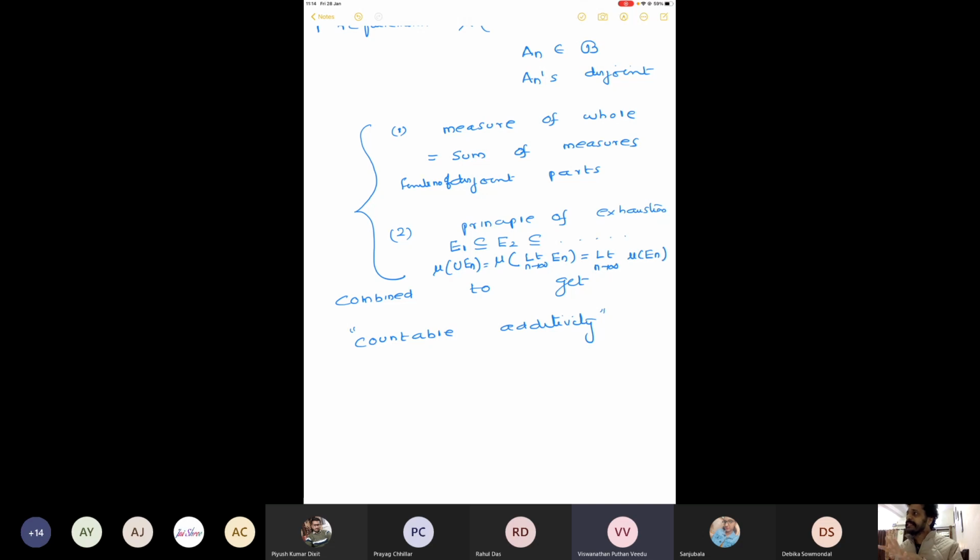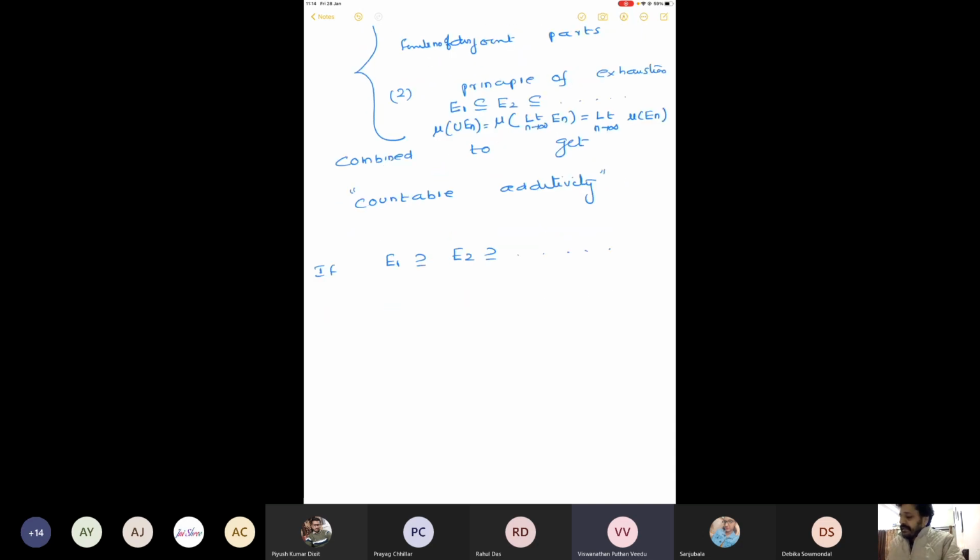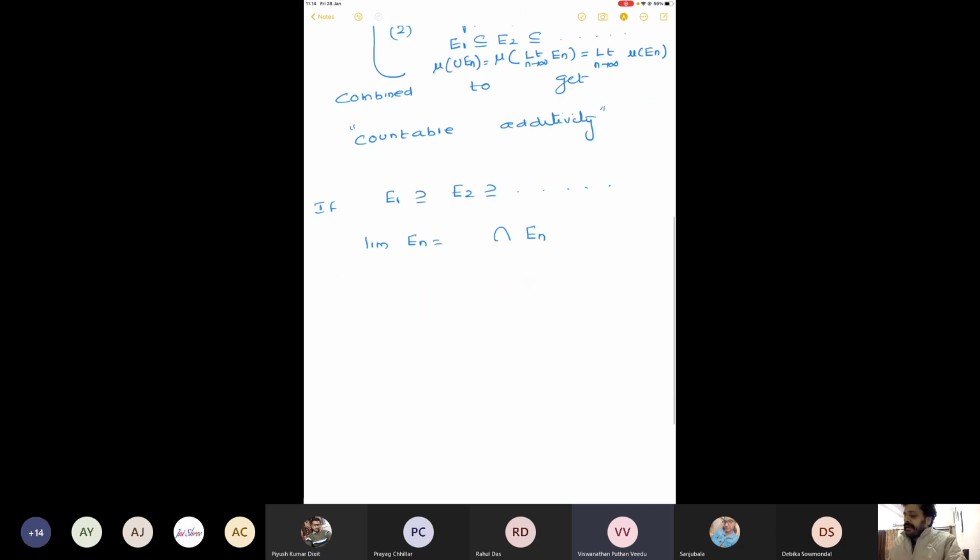Instead of inscribing with the standard object, why don't you circumscribe with the standard object? And then I told that there is some difficulty there. That is, if E1 contains E2 contains and so on, then we define the limit of E_n obviously as the intersection of E_n. Now, if you want mu of the intersection of E_n, that is mu of the limit of E_n, the question is: is it equal to the limit of mu of E_n? I gave you one example where this may not hold. Do you agree?